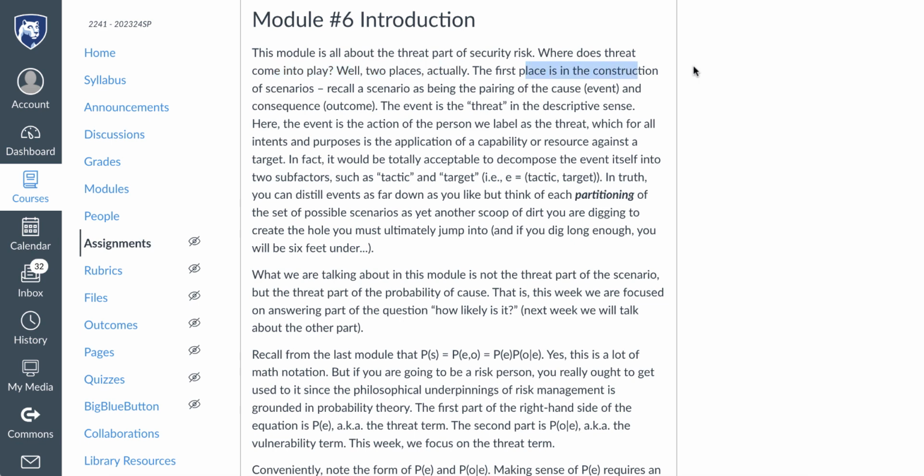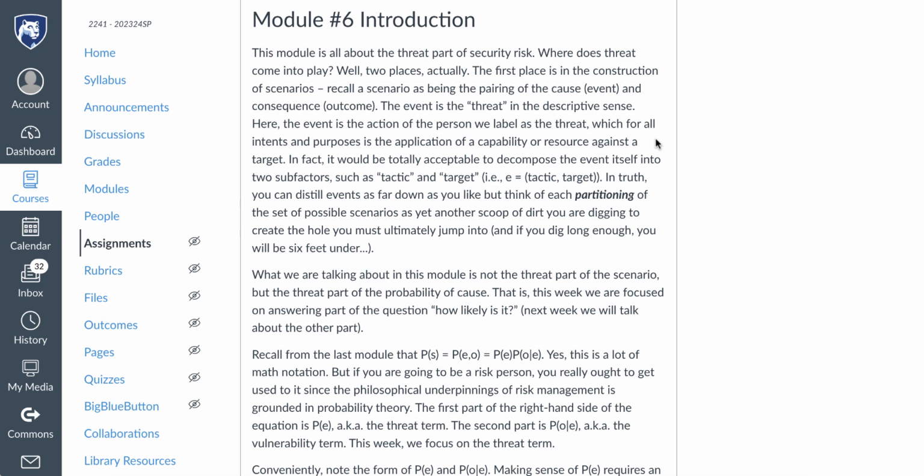The first place is the construction of scenarios. So you got to recall that a scenario is basically the pairing of the cause or event, if you prefer, and consequence or outcome. The event is the threat in the descriptive sense, and here the event is the action of the person we label as the threat, obviously, right? Which for all intents and purposes is the application of a capability or resource against a target, right?